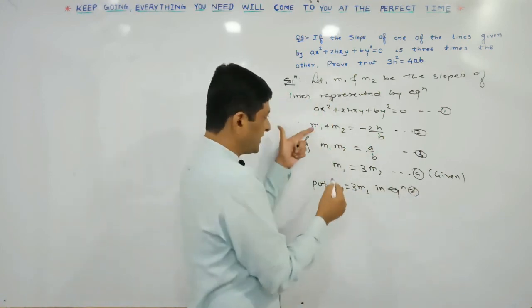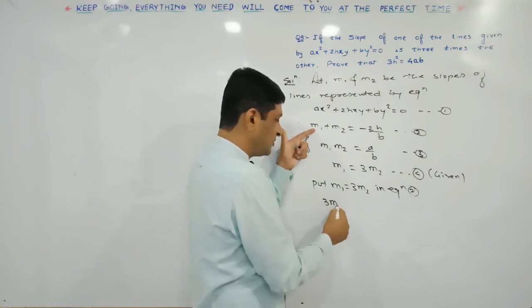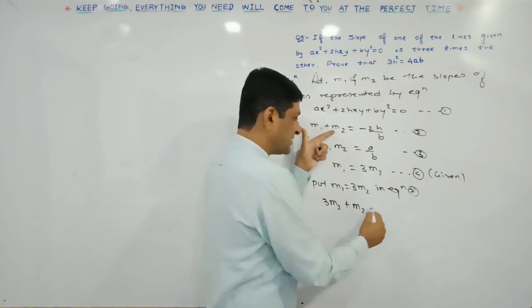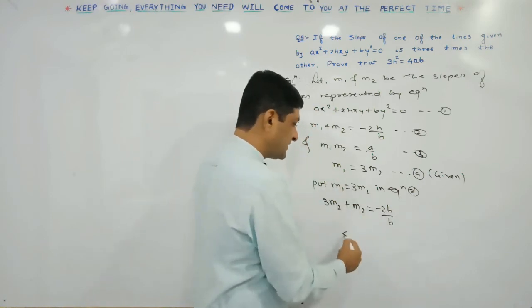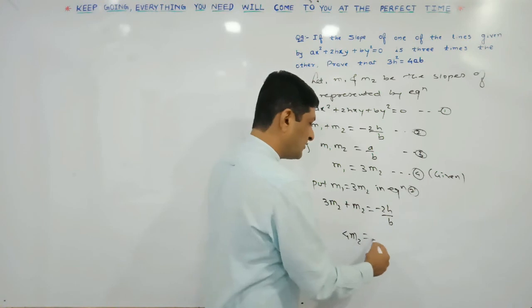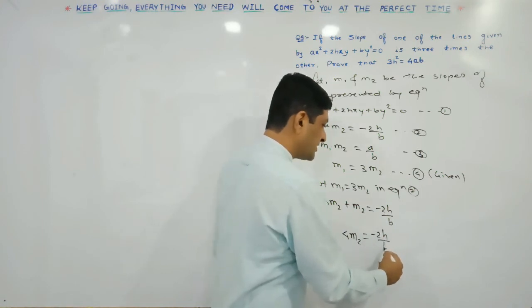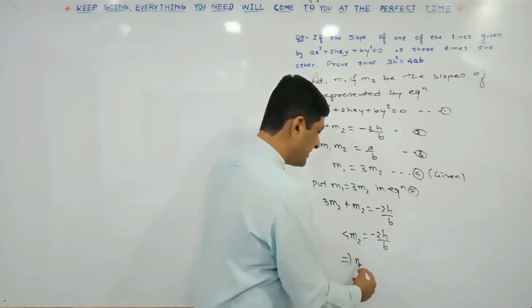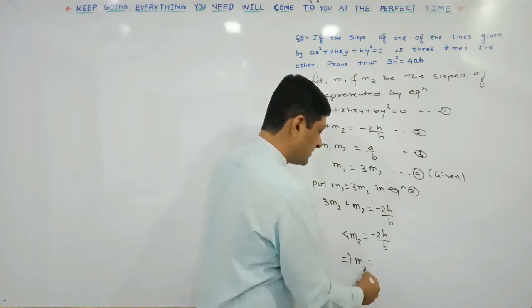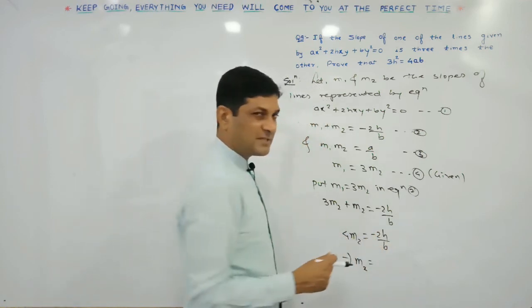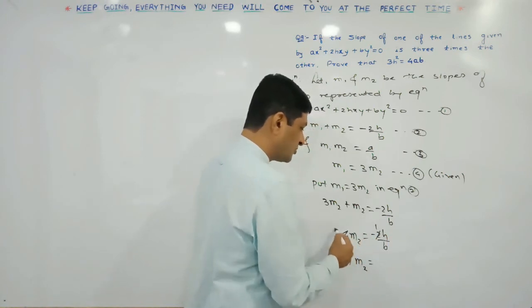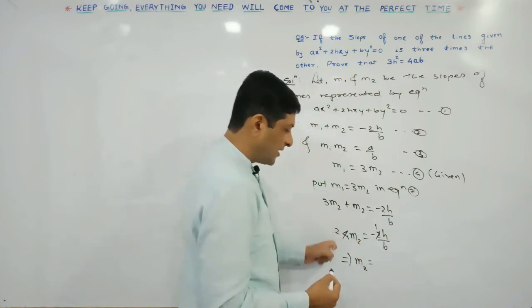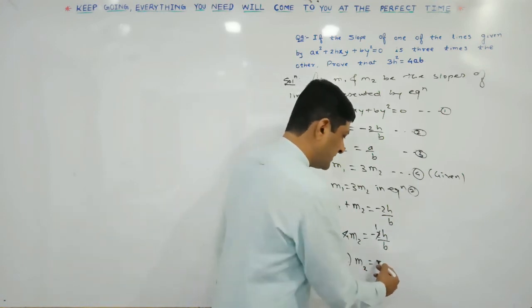Let us see what we will get. I am replacing this m1 by 3m2 plus m2, keep it as it is. On this side minus 2h upon b also as it is. 3m2 plus m2 will be equal to 4m2. 4m2 is equal to minus 2h upon b, which implies that m2 is equal to, check that both sides are divisible by 2. If I am dividing both sides by 2, here 2 1s are 2 and here 2 2s are 4. So what will we get? Minus h upon 2b.